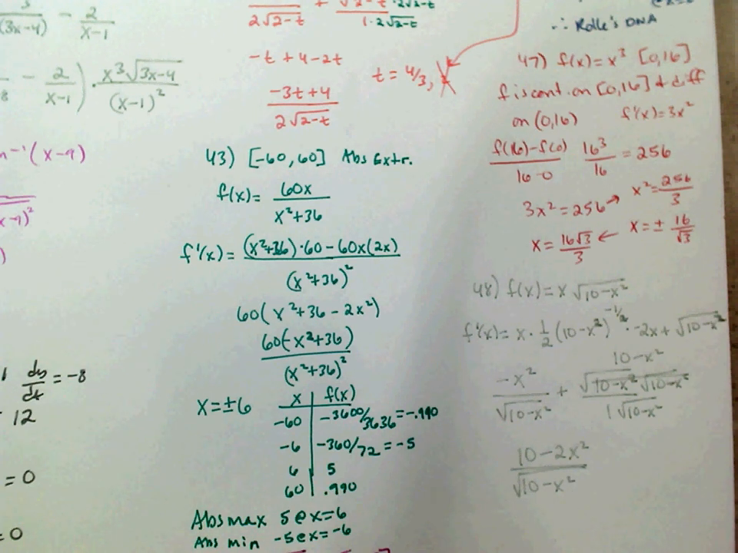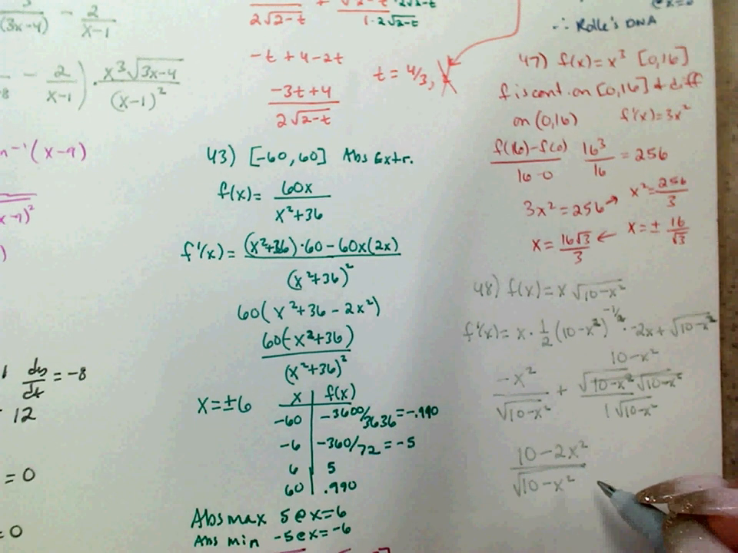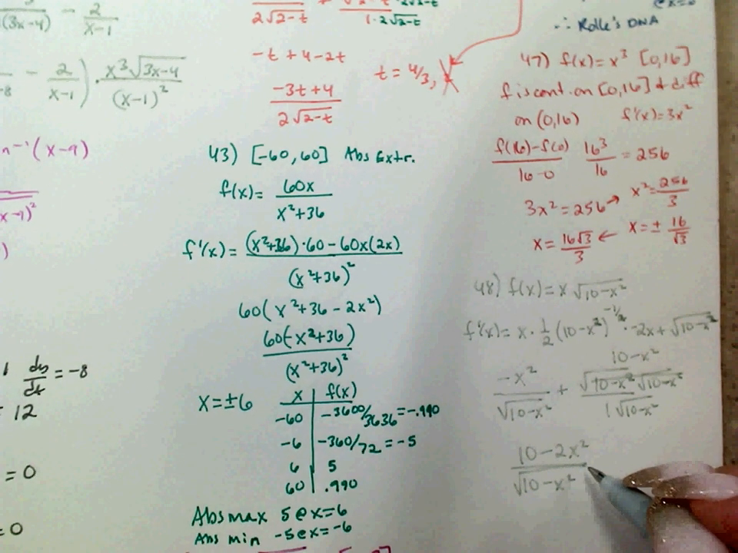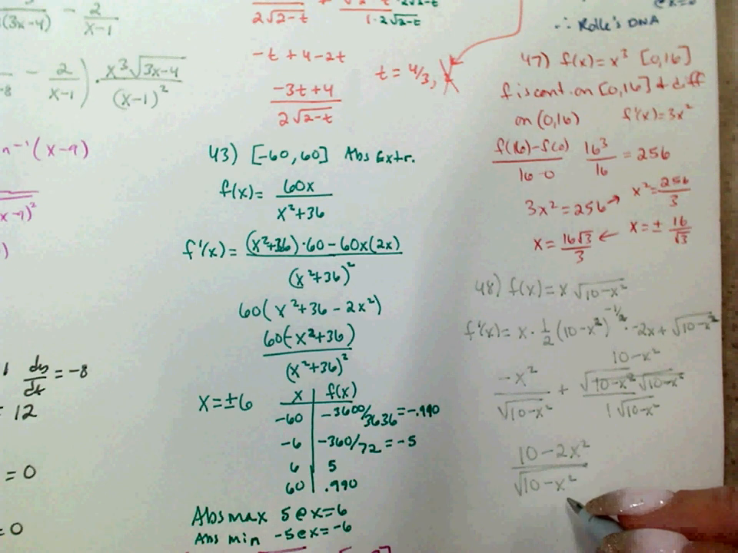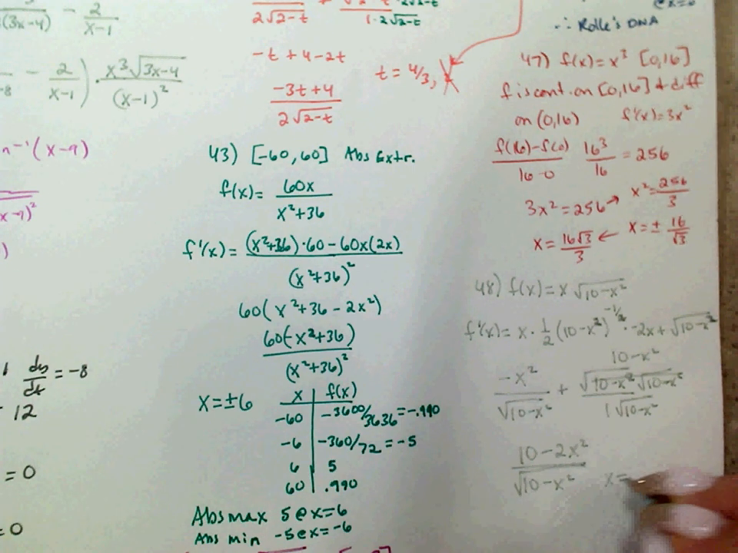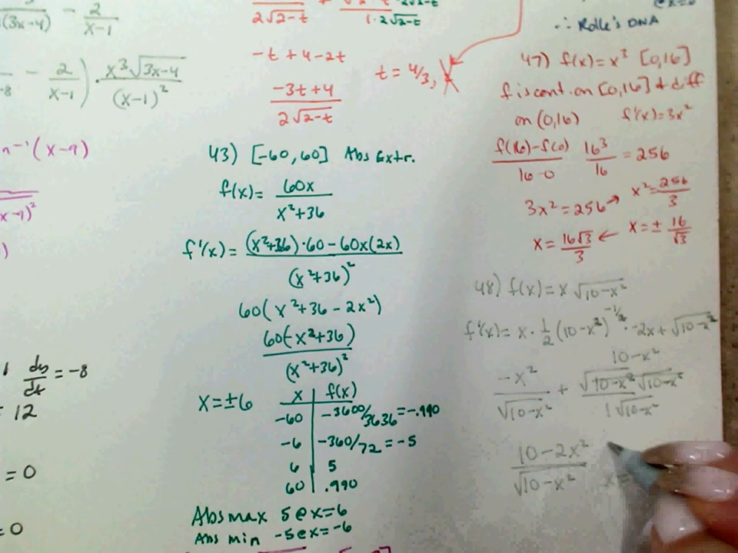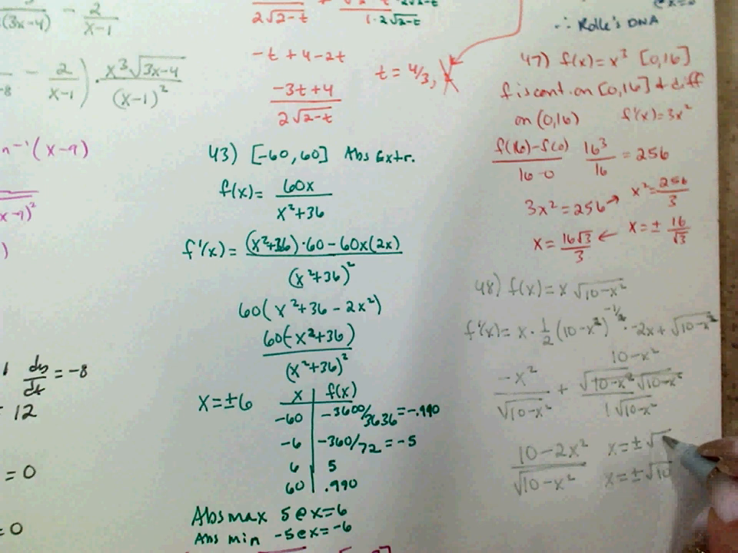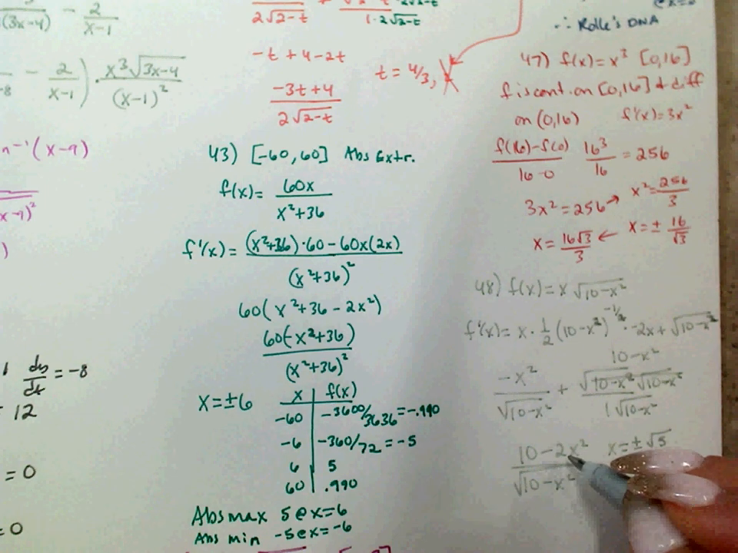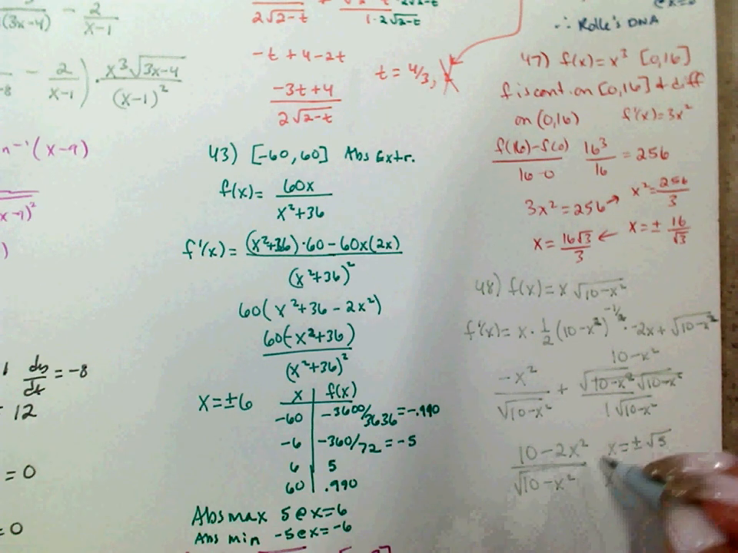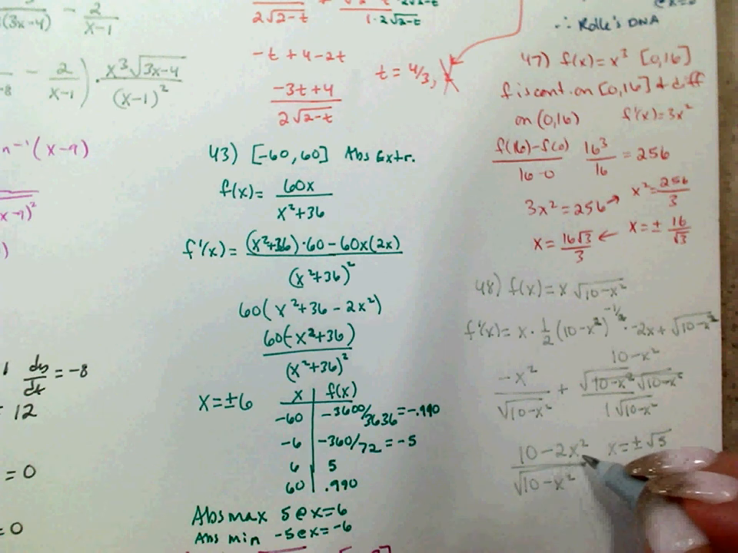Okay. Critical points are when the numerator and denominator equal 0. So the denominator is going to equal 0 at plus and minus the square root of 10. And the numerator is going to equal 0 at plus and minus the square root of 5. So if I set that equal to 0, I would add the 2x squared, divide by 2, I get 5, take the square root. If I set this equal to 0, add the x squared, take the square root. There you go.